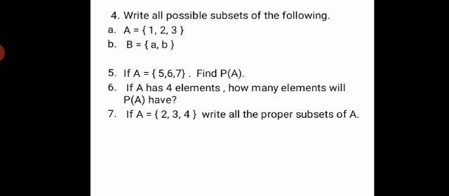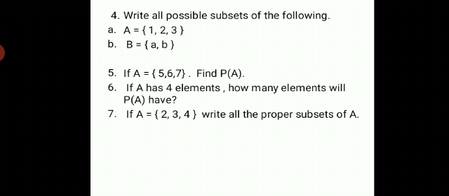Then the fifth one. If A = {5, 6, 7}, find P of A, the power set of A. So the power set of A here is similar to the subsets. Sixth one, if A has 4 elements, how many elements will P of A have? 4 elements we have, then P of A is 2 raised to 4. That is 16 elements. Okay, write down all these answers in your book.